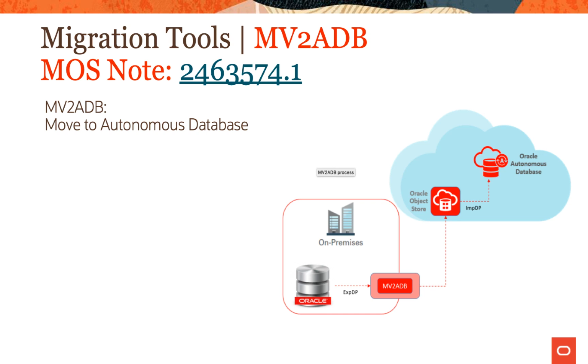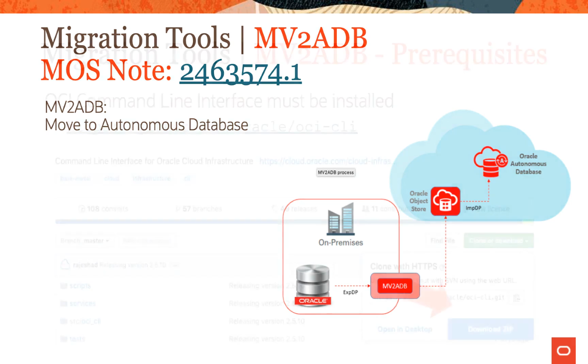Data Pump import allows you to import data from a Data Pump file which resides on Oracle Cloud Infrastructure Object Storage. You can save your data to your object storage, and then that will be used for loading into Autonomous Database using MB2ADB. There are several operations which are supported. Move to Autonomous Database supports operations such as the auto operation, EXPDP operation, and IMPDP operation. They are covered in more detail in the MOS note.